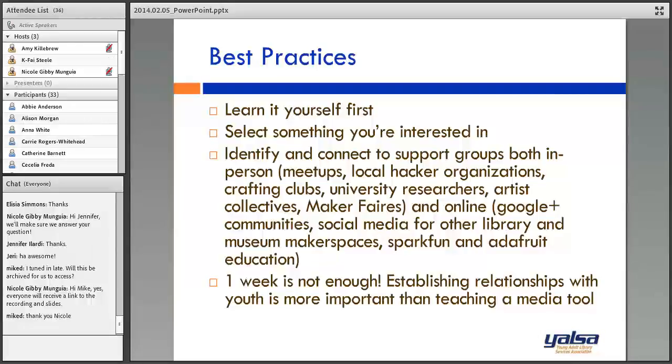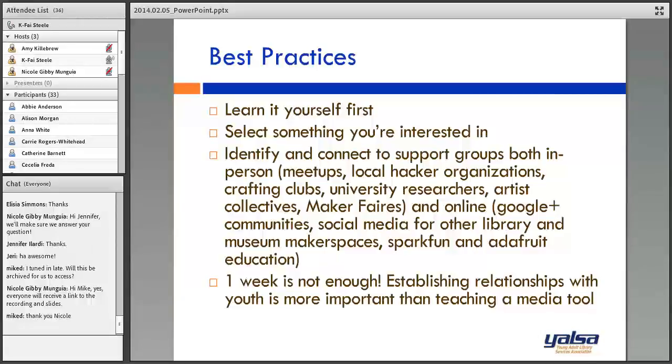The other advice I'd like to give in terms of best practices is, although I love Teen Tech Week, and I think it's a really great opportunity to dive deep into this kind of programming, 1 week, I really believe it's not enough. The most important thing that you're doing when you're doing these kinds of activities is you're establishing relationships with youth. And that's ultimately so much more important than me taking 1 week and just teaching this media tool.